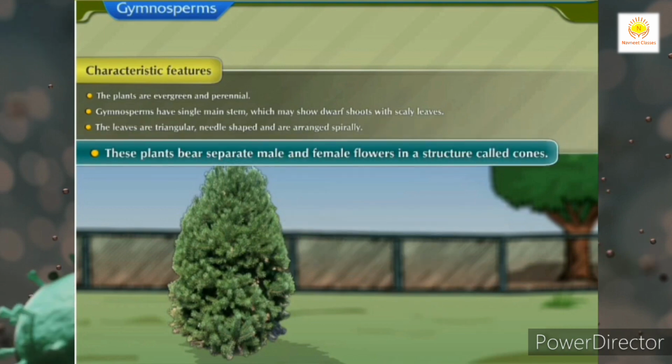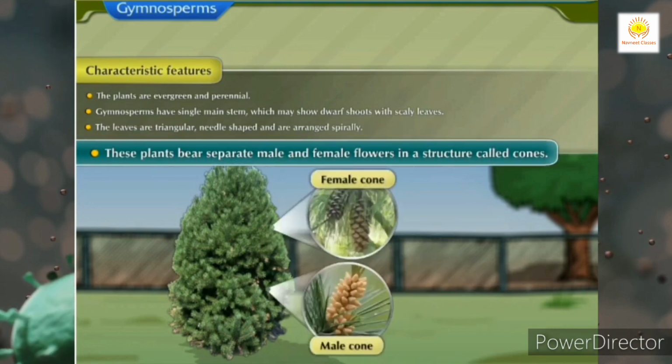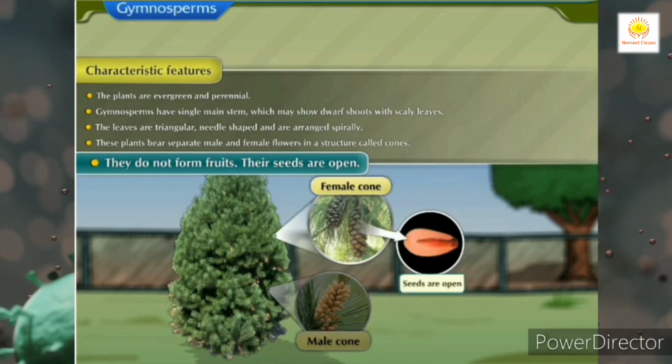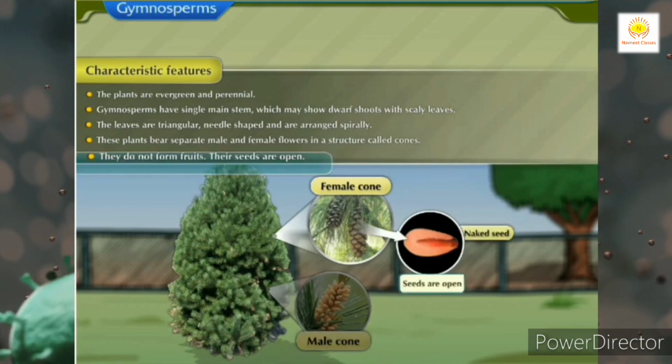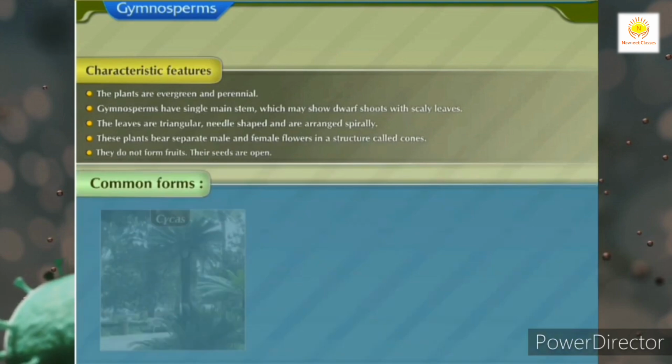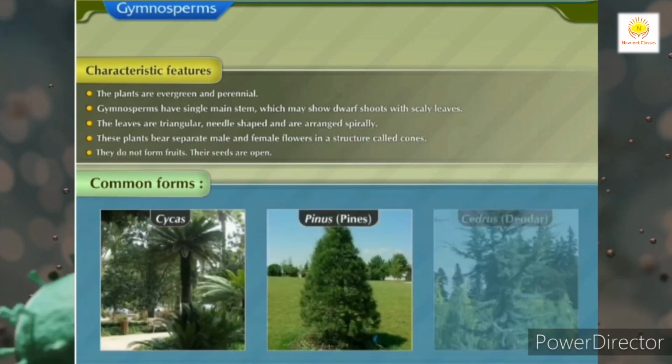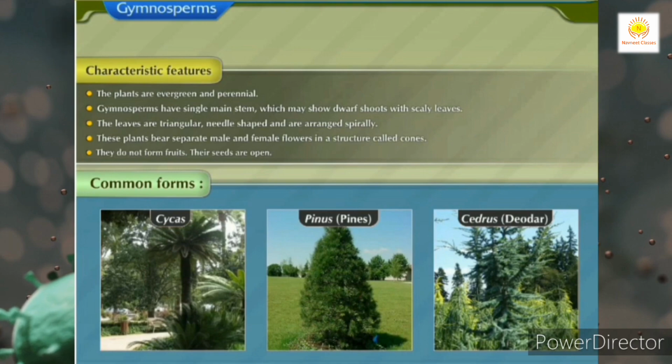These plants bear separate male and female flowers in a structure called cones. They do not form fruits. Their seeds are open, that is, naked. The common forms are Cycas, Pinus or pines, and Cedrus deodar.